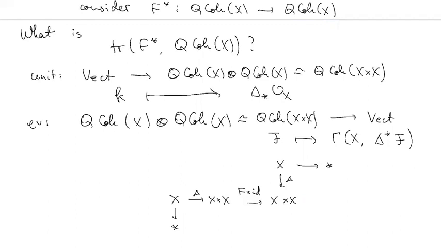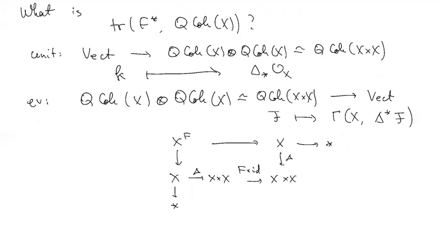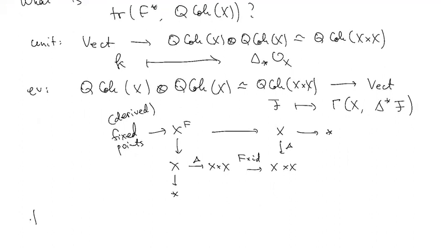So this composite map is the graph of F, of course. So we're intersecting the graph of F with the diagonal. And so of course, what we get, so this is the fixed points. I should mention, in order for base change to hold, even if you started with an ordinary scheme, you might end up with something derived. Otherwise base change won't work out. So you take the derived fixed points, and what we get is that the trace of F upper star acting on quasi-coherent sheaves on X is the same thing as global functions on the derived fixed point locus.